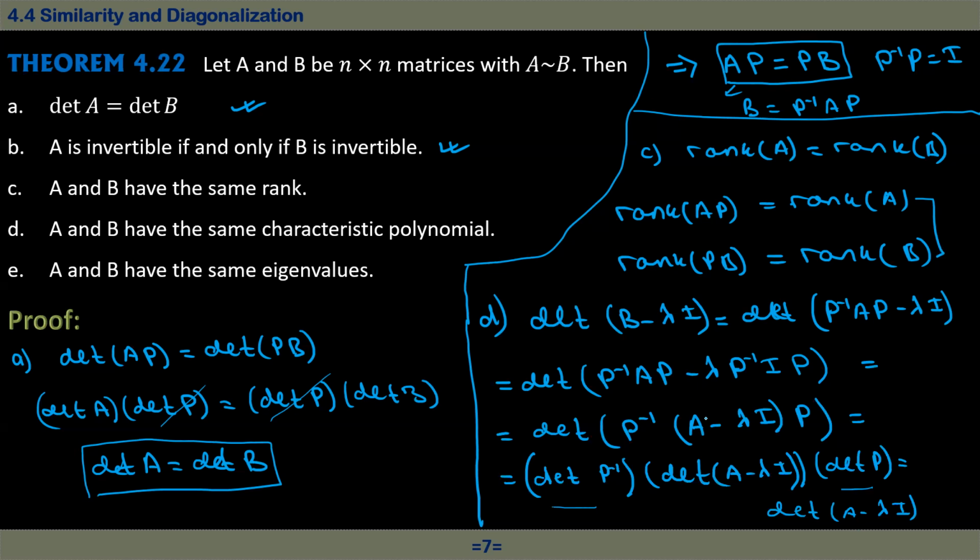So since these polynomials are exactly the same, if you just put here equal 0, then we get the characteristic equation, right? That means that we get the same characteristic equations. That means matrix A and matrix B have the same characteristic equations, which means they have the same solutions, and we know that the solutions of characteristic equations are just the eigenvalues. So if A and B are similar, then their eigenvalues are exactly the same.